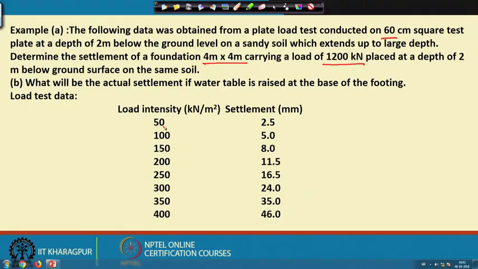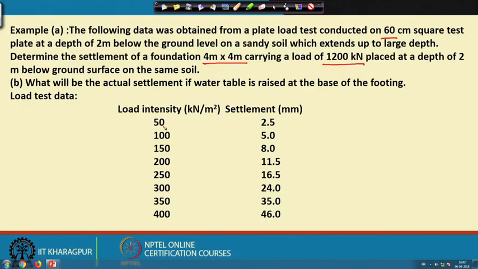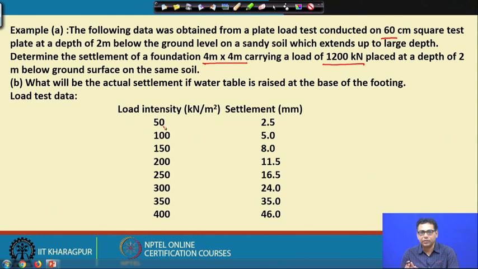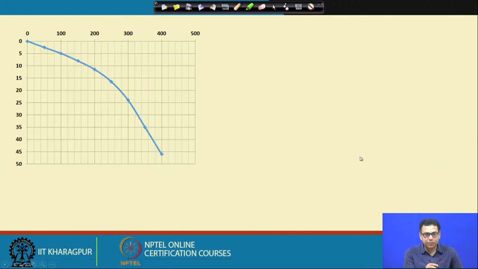And this goes up to the failure of the loading, or up to the required settlement that I discussed in the last class. Here it goes up to 400 kilonewton per meter square. So, the incremental load is 50 kilonewton per meter square, and this is the corresponding settlement. What we do is first plot it.